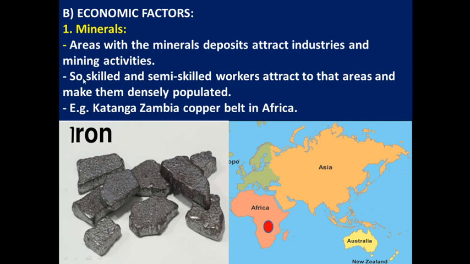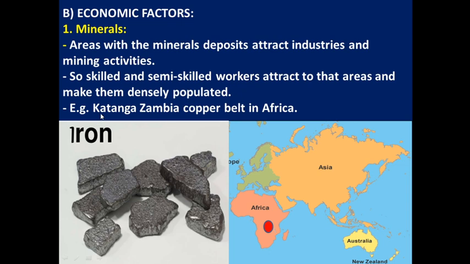So the one main prime reason why this region has a high density of population is minerals. An area with rich mineral resources attracts industries and mining activities. Skilled and semi-skilled workers are attracted to that industrial region because of mining activities. So the initial main attraction is minerals. Because of that, over a period of time, that particular region will become a densely populated region of the world.